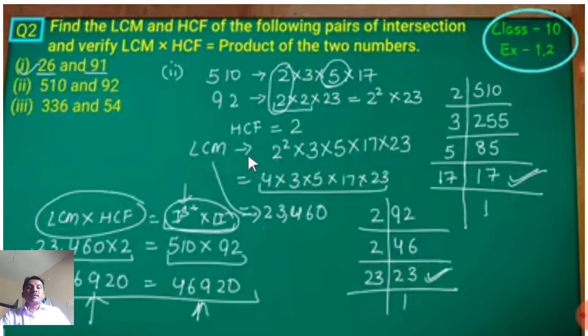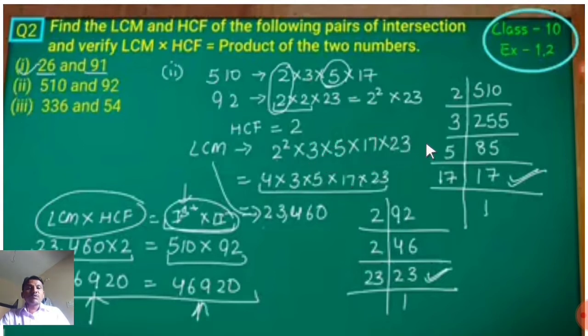And LCM, while taking LCM, you have to take the highest powers of the common factors, including all the factors of these two numbers. See, 2 square, highest factor is 2 square in 2. So you have to take 2 square into 3, only one 3 is here out of these two. Okay. Next, 5 into 17 into 23. You have to multiply all the factors here.